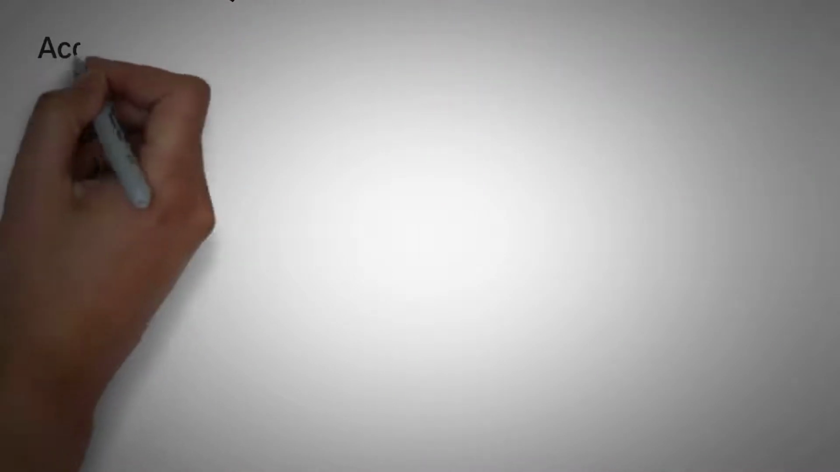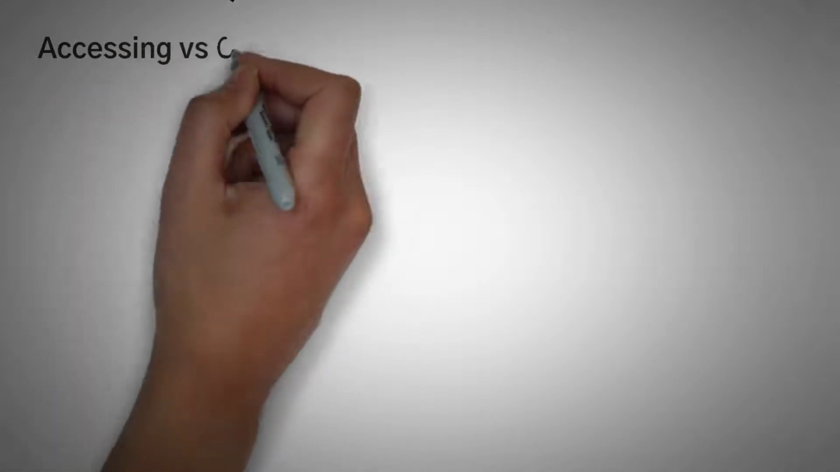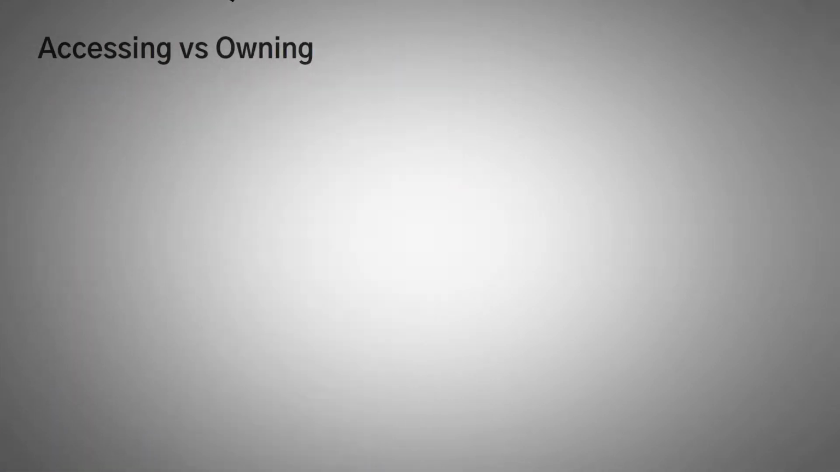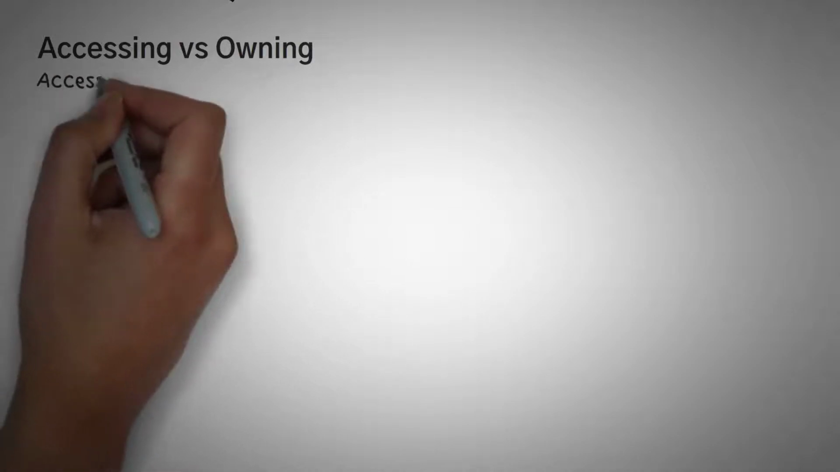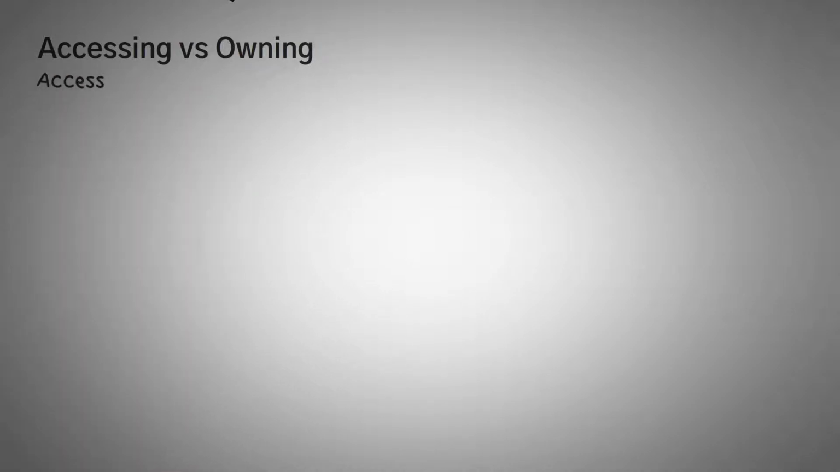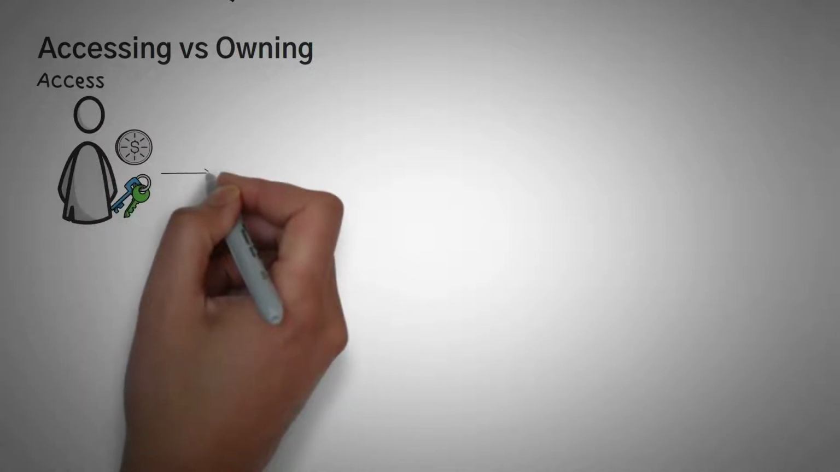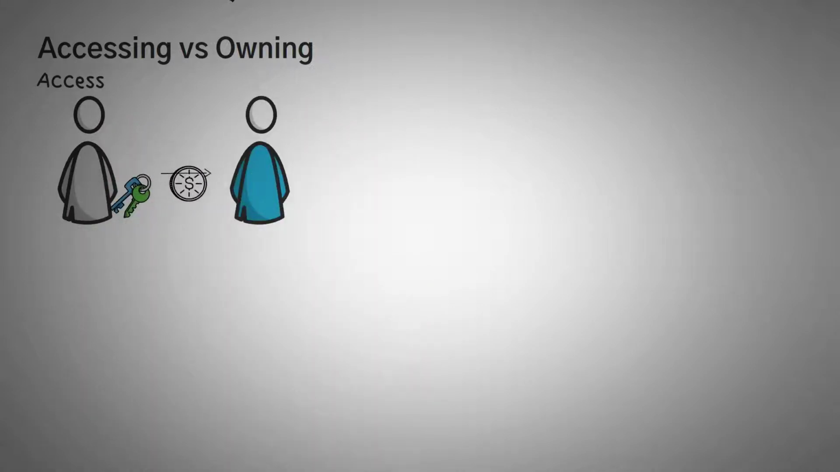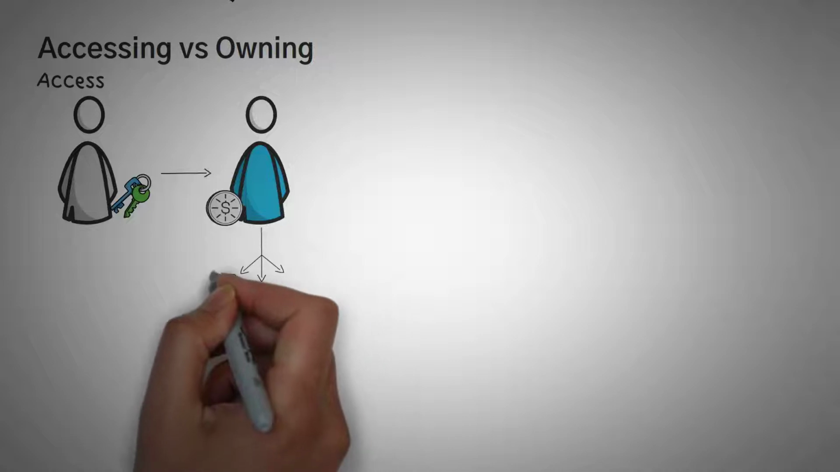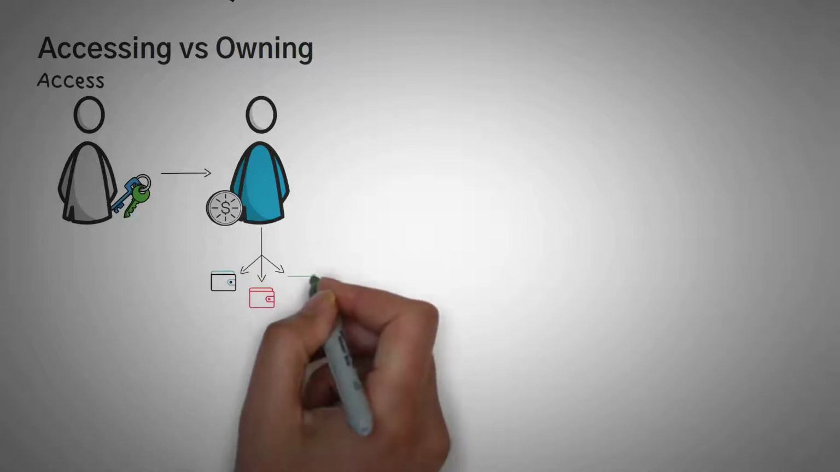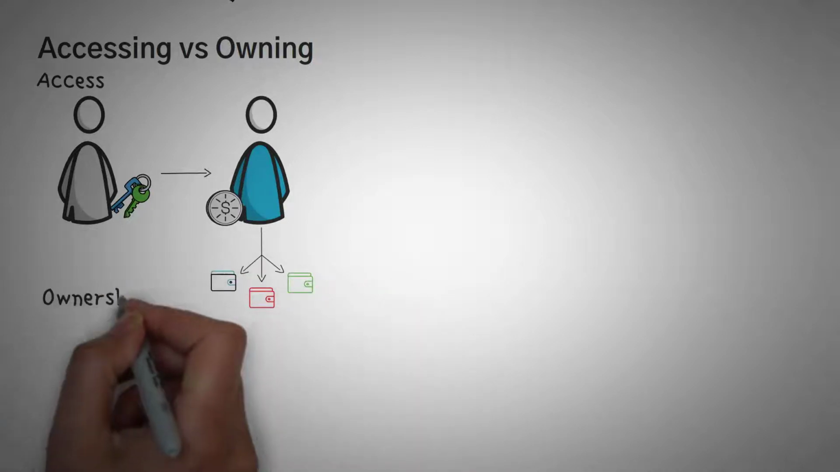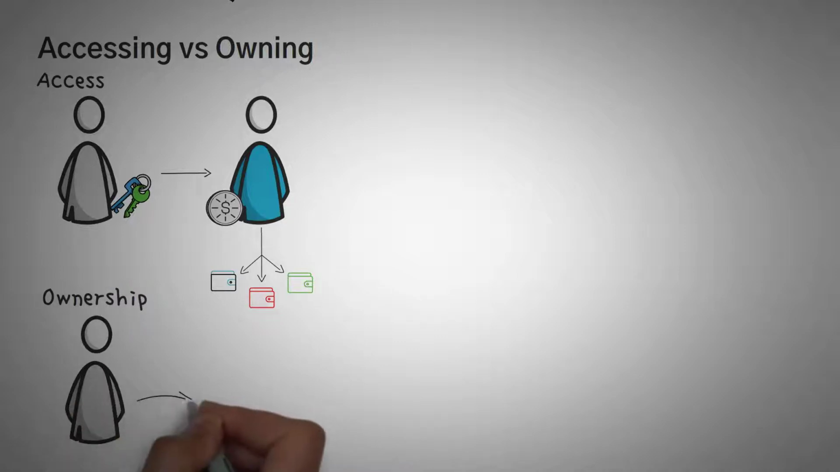The next topic we're going to get into is the difference between accessing and owning. Because something that is very important to note when it comes to cryptocurrencies is the difference between access and ownership. Access can be shared. It is when multiple people have access to your crypto. They can move it around without your verification if they wanted to. You're pretty much sharing it with them. Ownership, on the other hand, is where only you have access to your funds. Only you can move them.